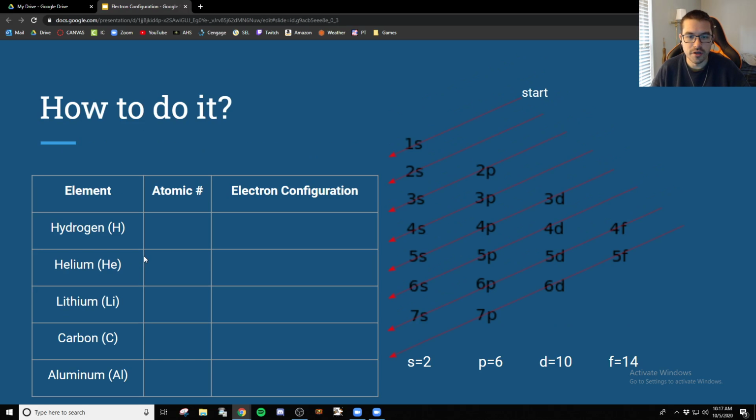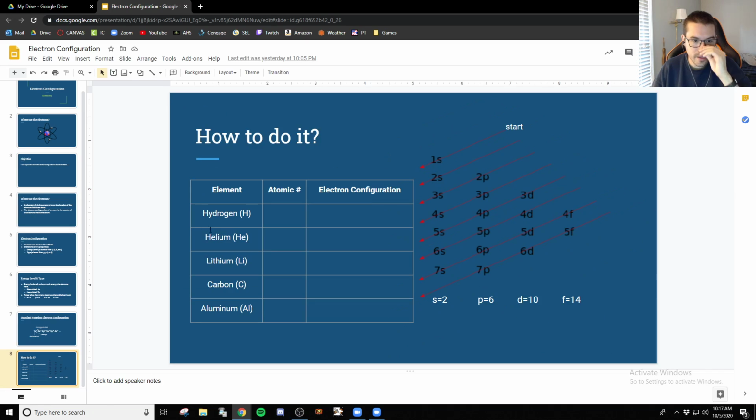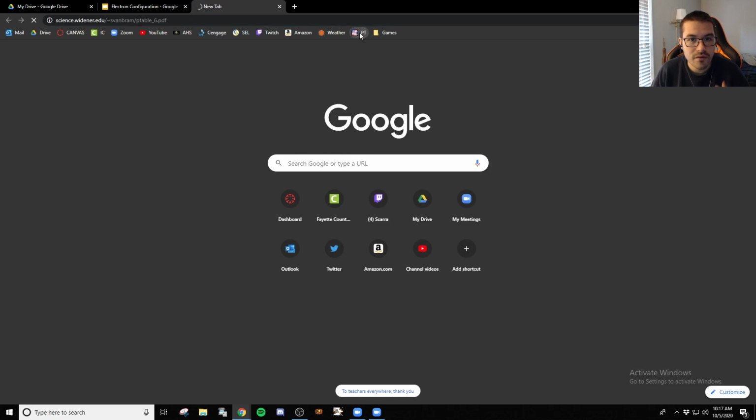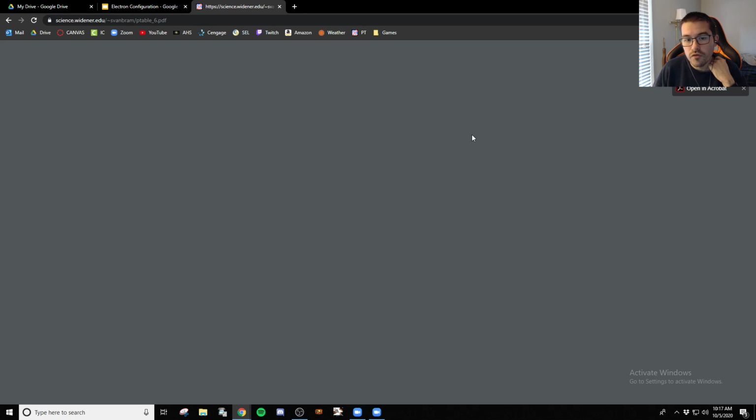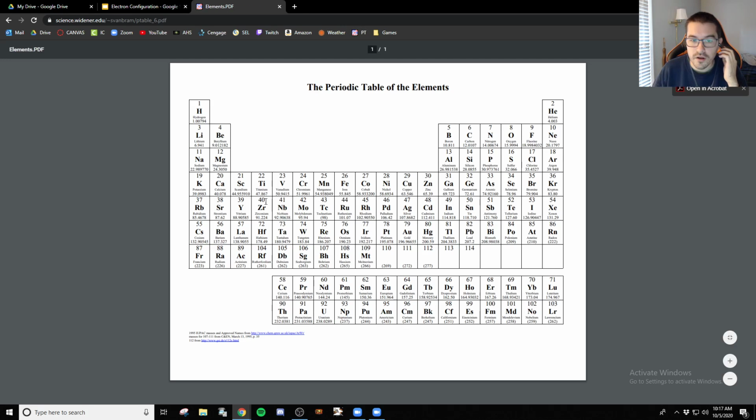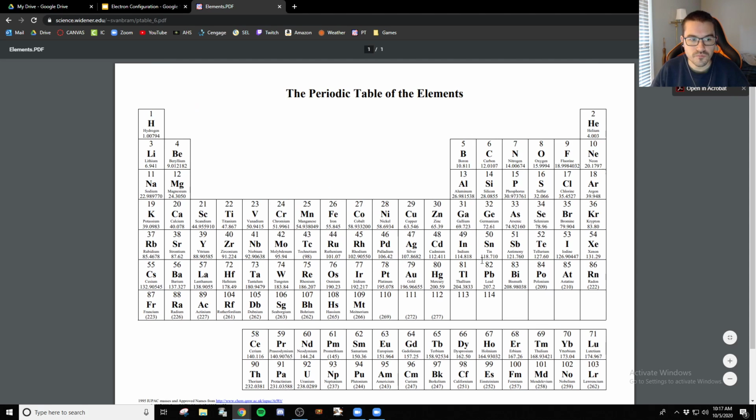I'm actually going to zoom this out a little bit to where I can write in here. I am going to need my periodic table while I work on this. You might have the hard copy of the periodic table that I gave you. If you don't have that, remember you can always go onto Canvas and click on the periodic table link to pull up a periodic table just like this one. Let me zoom in a little bit here.